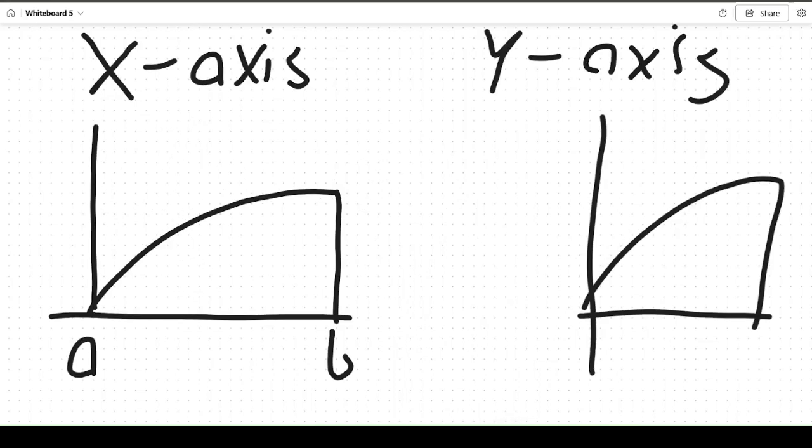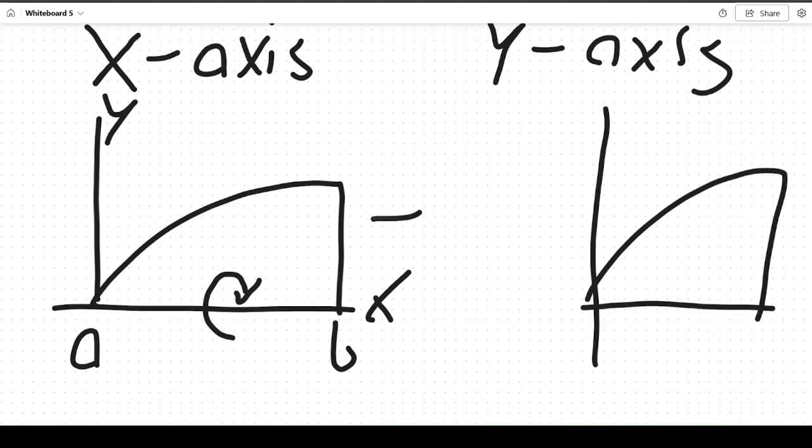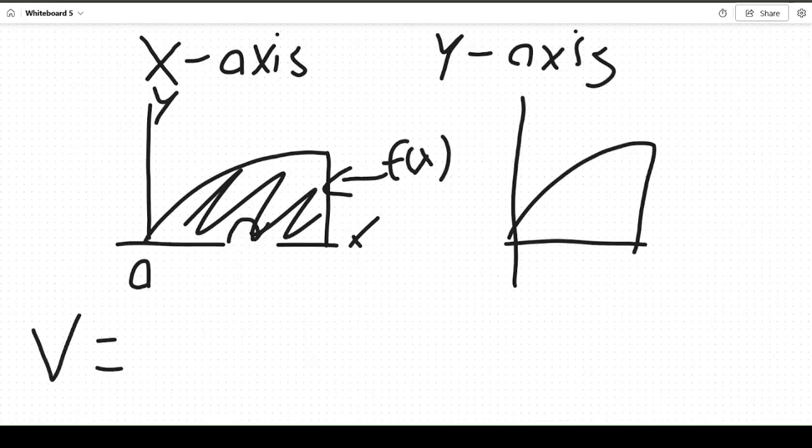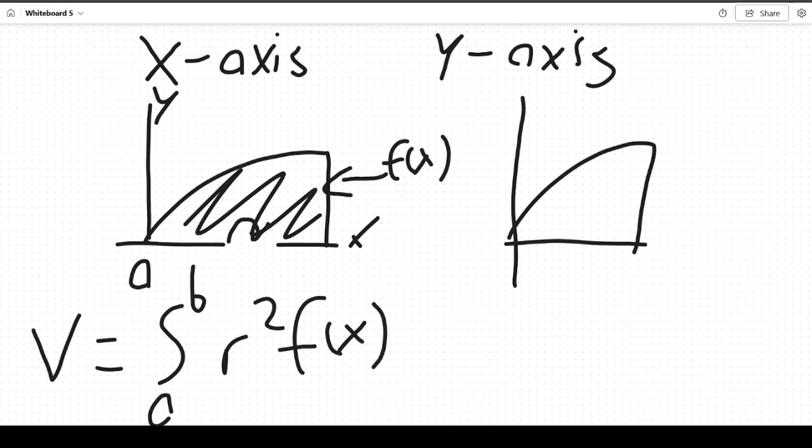Now let's say that you're trying to find the volume about the x-axis. What does that mean? Well, we're simply rotating about the x-axis, and we're trying to find the volume from that axis. So pretend this is f(x), and we are rotating about the x-axis. So the equation for this would be volume equals the integral from a to b of pi r squared, f of x, dx, since it's in terms of x.